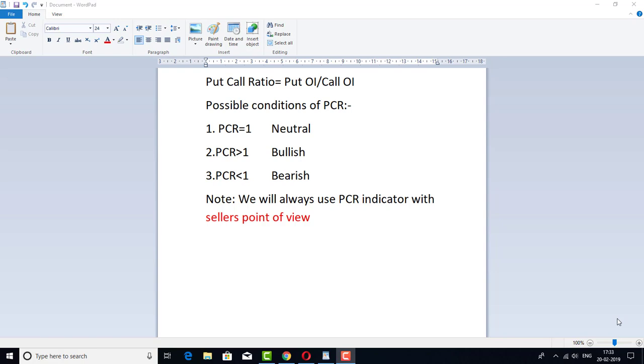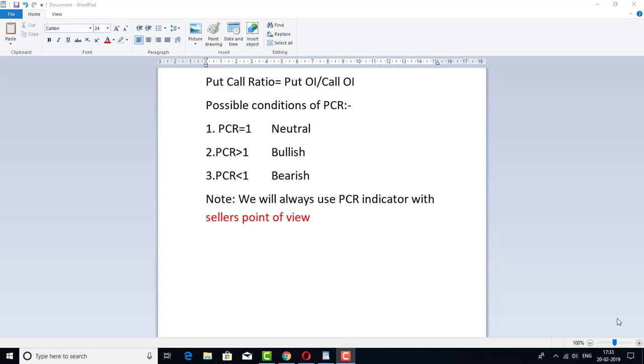Now the first condition that we can come across is PCR equal to 1. Now when does this happen? When the put OI is equal to the call OI. By that I mean the put sellers and the call sellers are equal in the market. Suppose there are 100 put sellers, so there are 100 call sellers in the market. At that time the PCR is equal to 1, and the interpretation that we get from that is neutral. That means the PCR neither indicates a bullish nor a bearish signal.